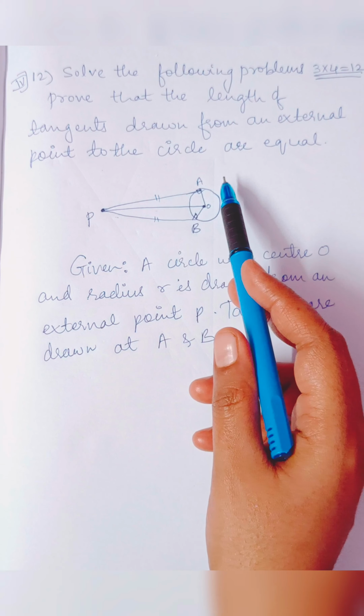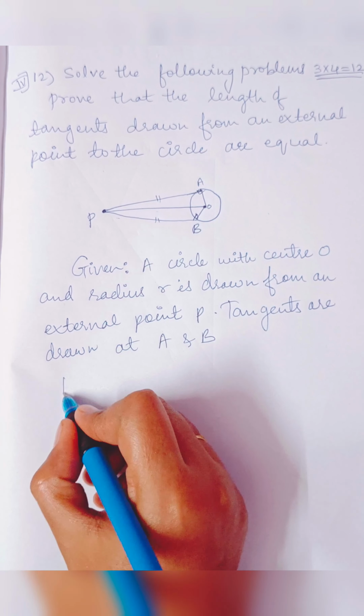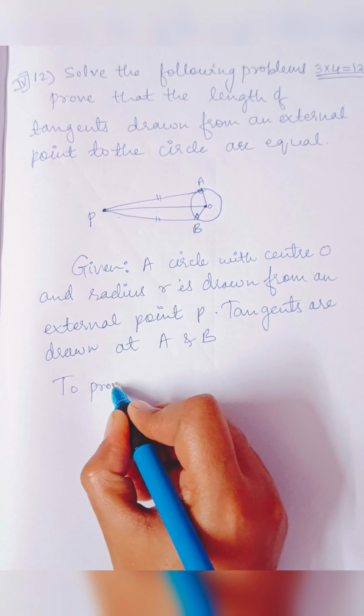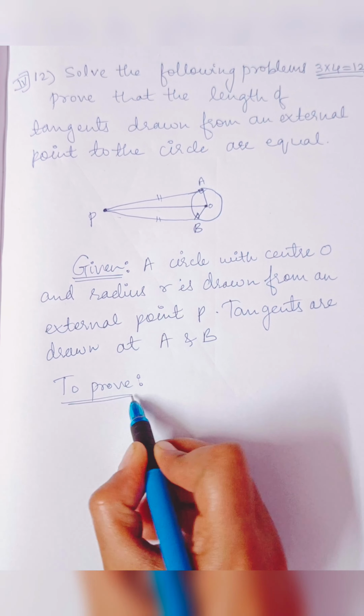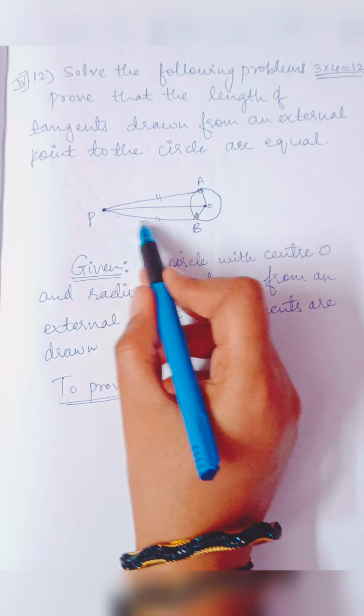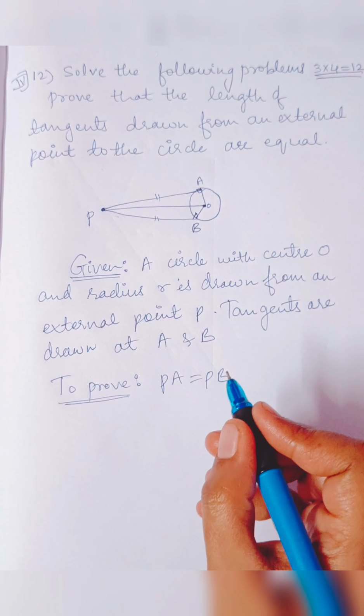So according to the question, what we have to prove? These two tangents are equal. We have to prove. Means to prove what? To prove: we have to prove PA equal to PB.